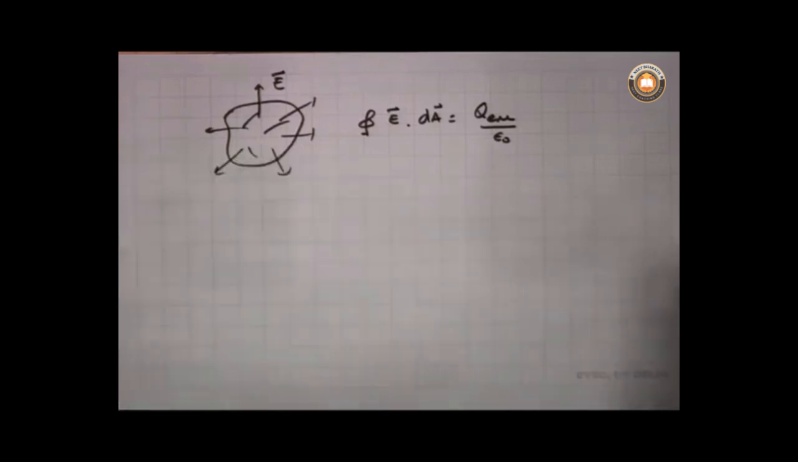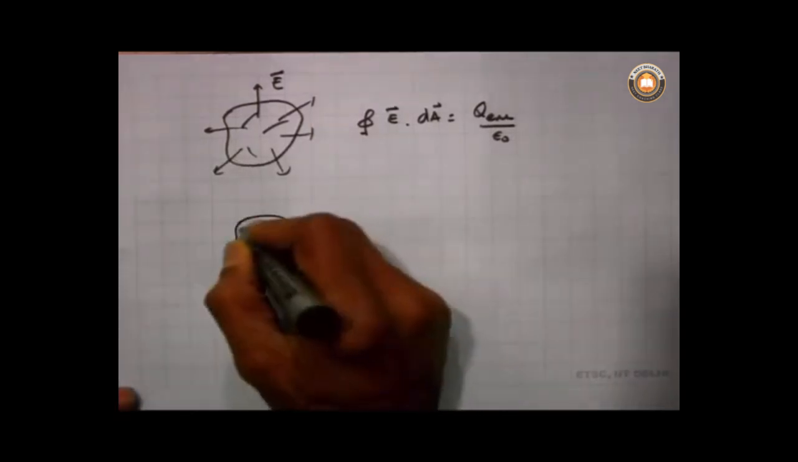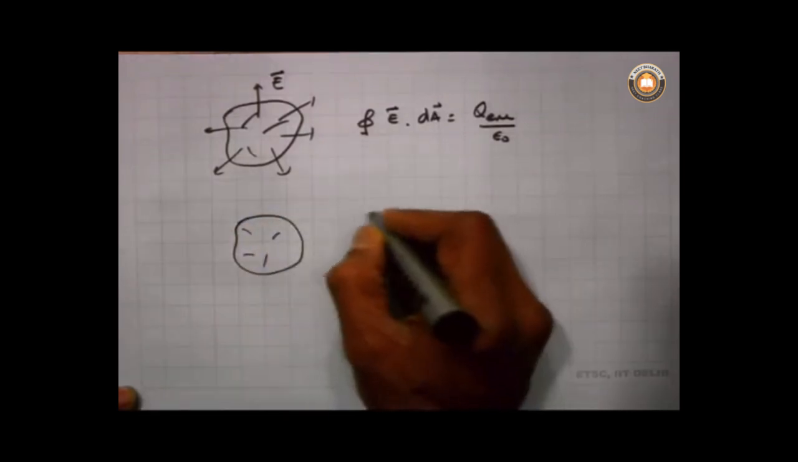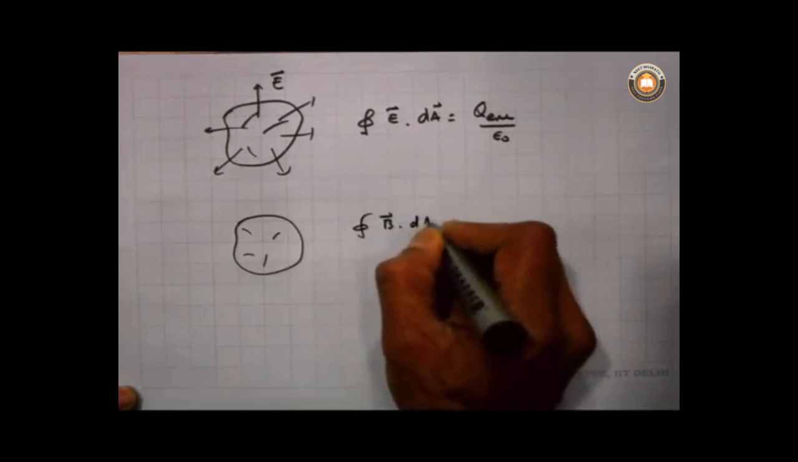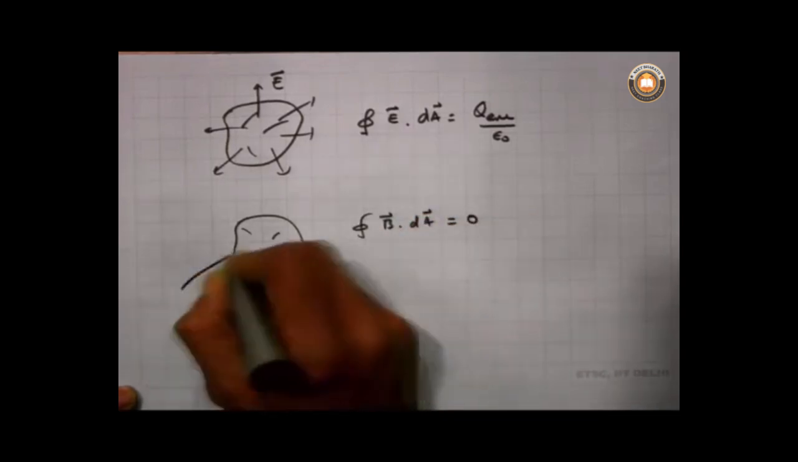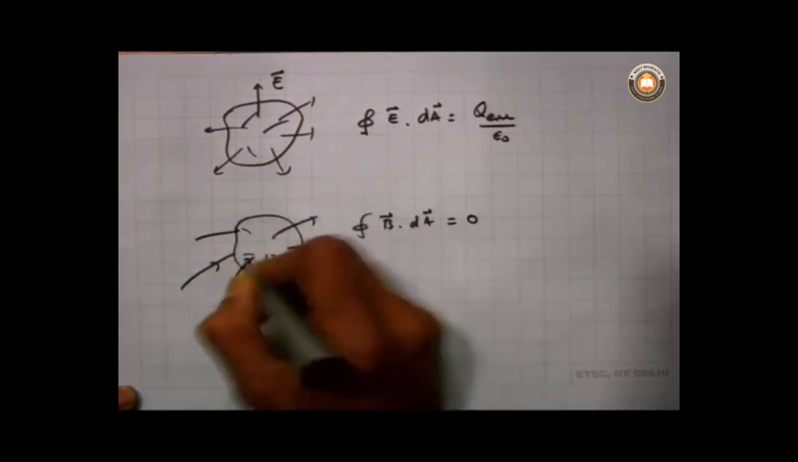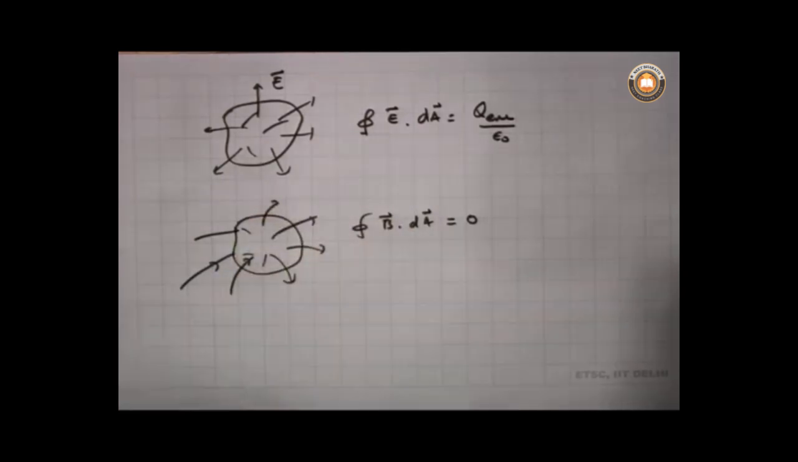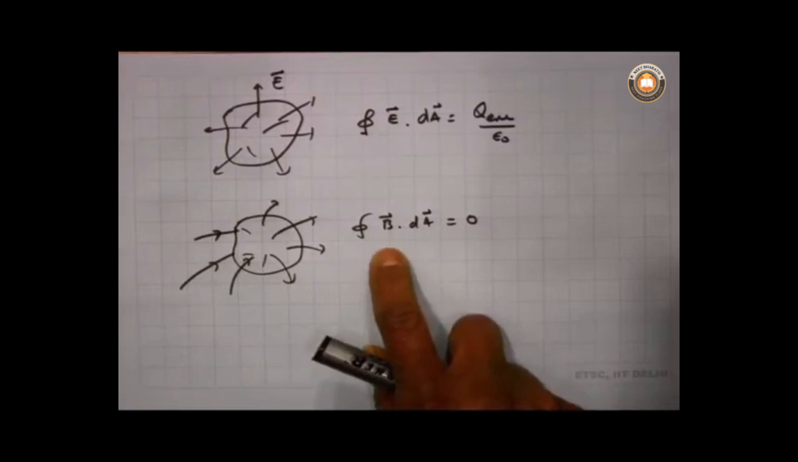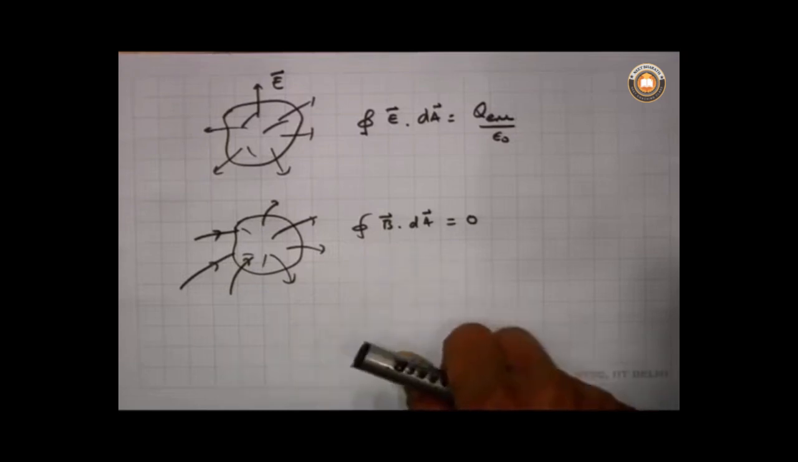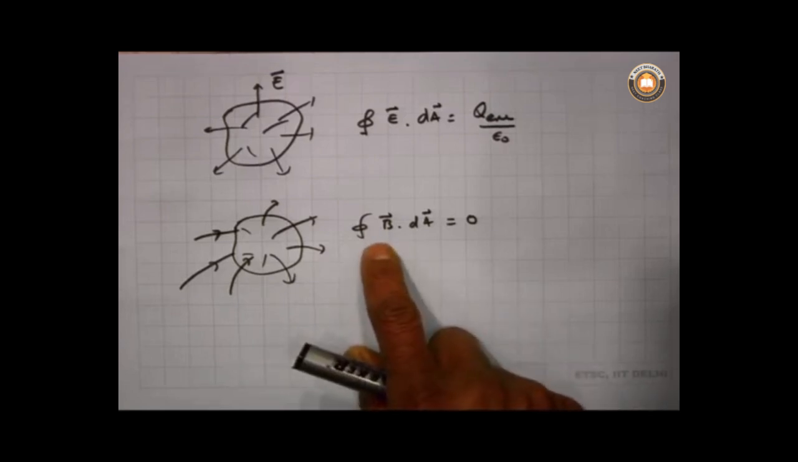The second equation, for the magnetic field: if I take another surface here, then integral B dot dA must be equal to 0. There is no net flux coming out, because magnetic field lines are closed lines. As many field lines enter the volume as are coming out. So it also implies that there are no magnetic charges, that is, no points from which magnetic field lines emerge or converge. In other words, magnetic monopoles do not exist.